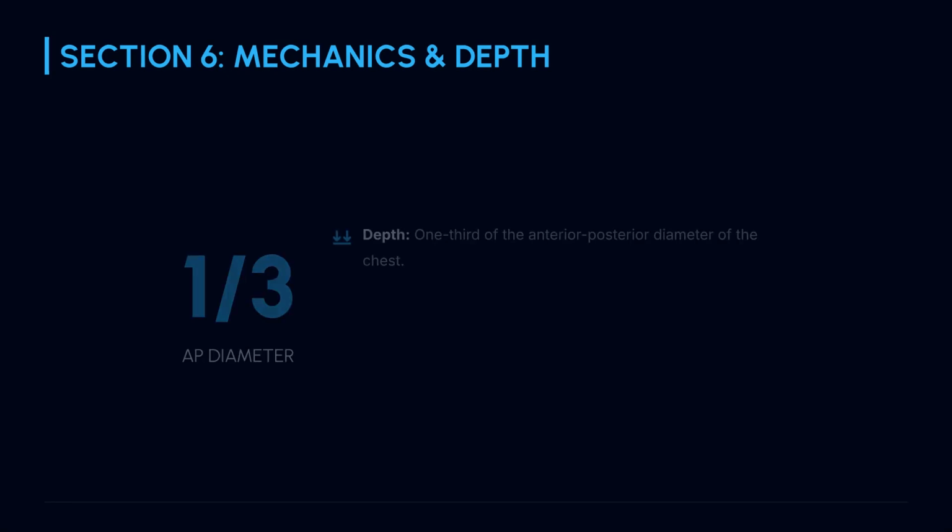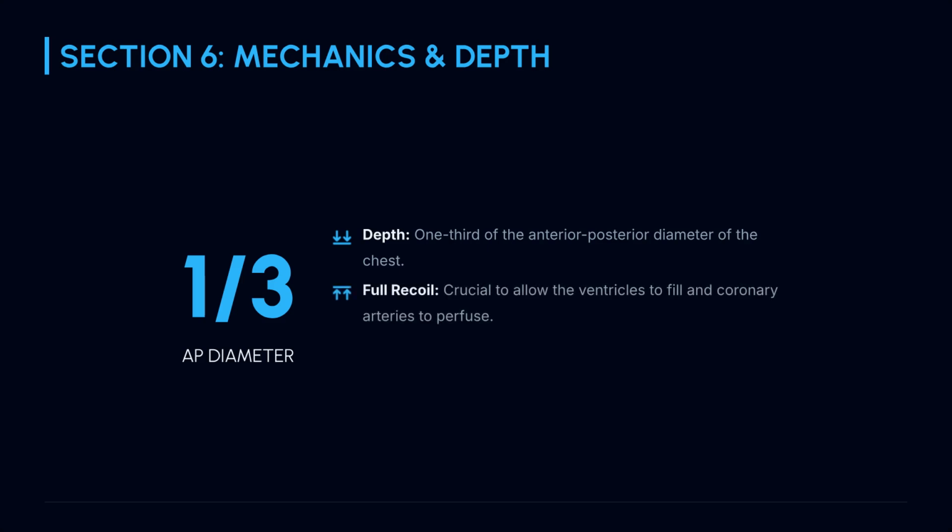The correct compression depth is 1/3 of the anterior-posterior diameter of the chest. Ensure full recoil to allow ventricles to fill and coronary arteries to perfuse. Avoid leaning on the chest or applying residual pressure during relaxation.